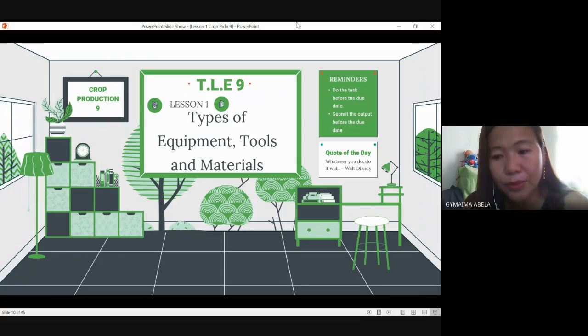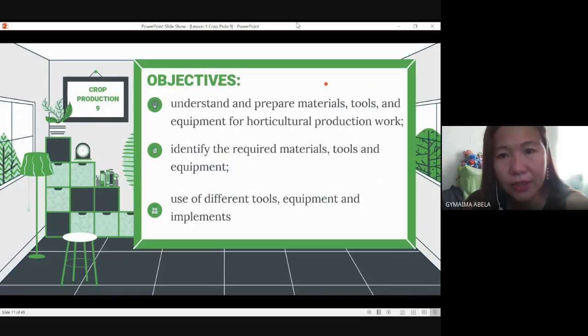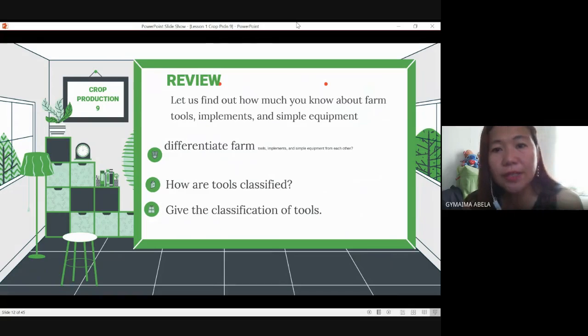I would just like to share the quote of the day from Walt Disney: "Whatever you do, do it well." For the objectives for today's lesson, you will be able to understand and prepare the materials, tools, equipment, and implements for horticultural production work. You will also identify the required materials, tools, and equipment, and know the use of different tools, equipment, and implements. So let us find out how much you know about farm tools, implements, and simple equipment.